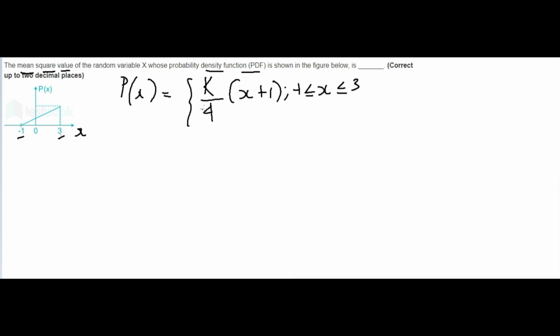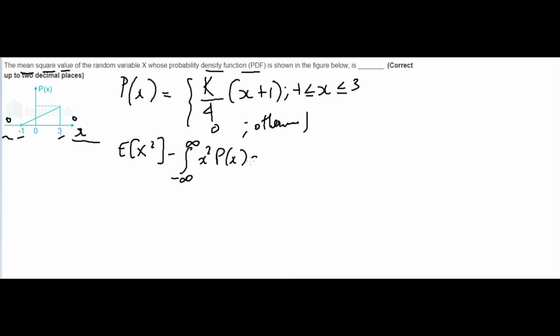Look at the remaining area; there is nothing available there, so it is 0 otherwise. Now for the mean square value, you have to find E of x square. E of x square is equal to the integral from minus infinity to plus infinity of x square into p of x dx.